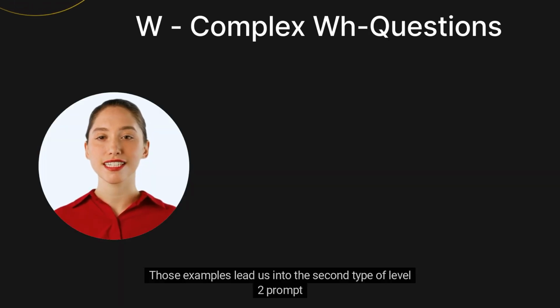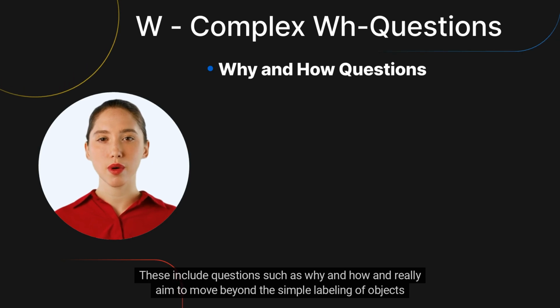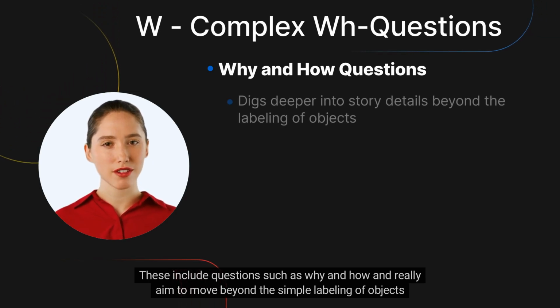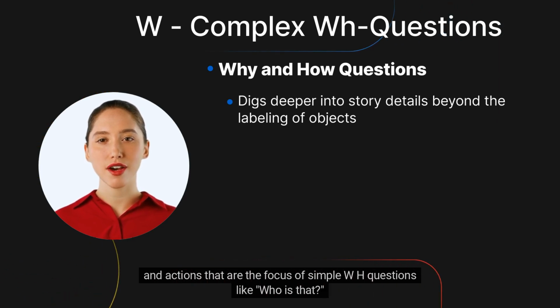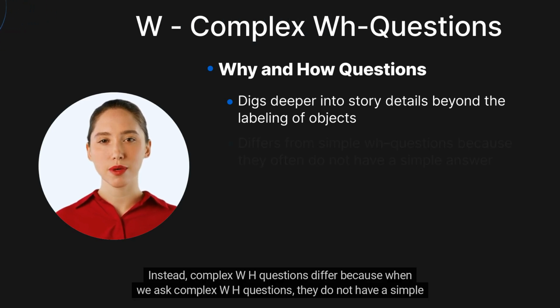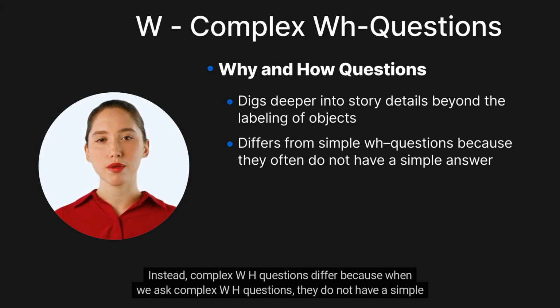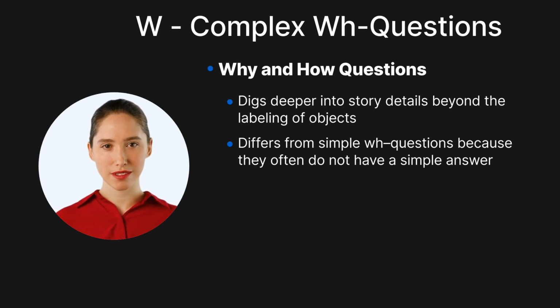Those examples lead us into the second type of Level 2 prompt, complex WH questions. These include questions such as why and how, and really aim to move beyond the simple labeling of objects and actions that are the focus of simple WH questions like, "Who is that?" and "What is this?" Instead, complex WH questions differ because when we ask complex WH questions, they do not have a simple answer that can be provided in a word or two.